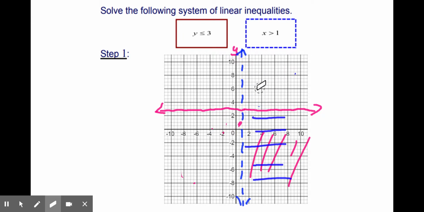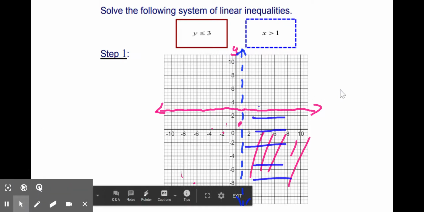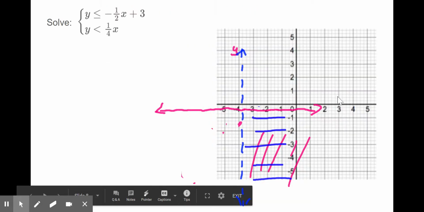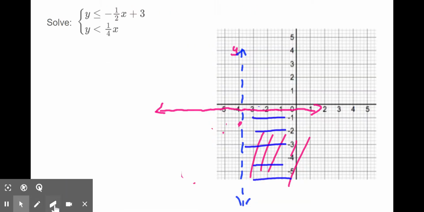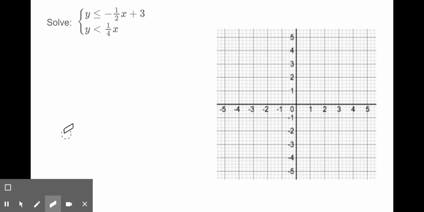Okay. And there are your solutions. Everything in the bottom right, this area. Okay. All right, so that's it for that one. Let's see if we can do the next one a little bit differently. Okay, so here's the next one.